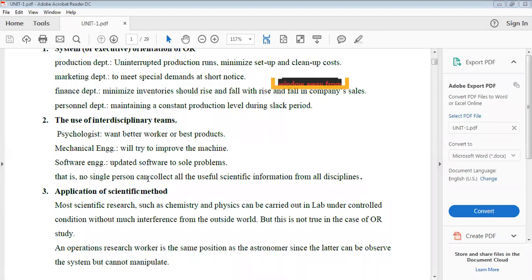Hello, there is a disturbance. Roll number 304, 19 series, roll number 304. Please mute your mic. Roll number 304, 19 series. Okay, sir. Okay.